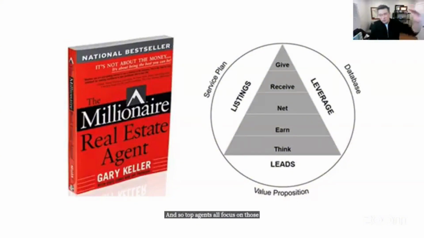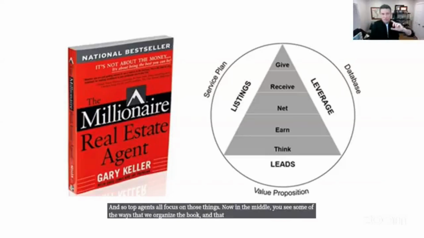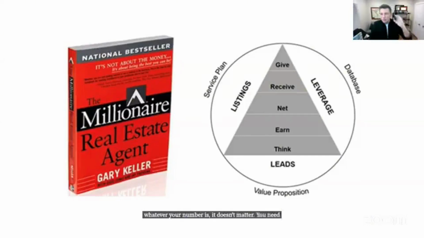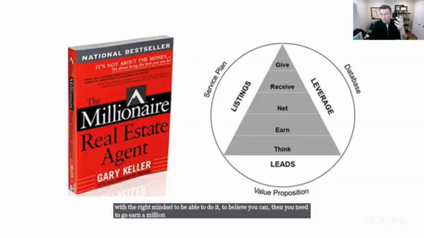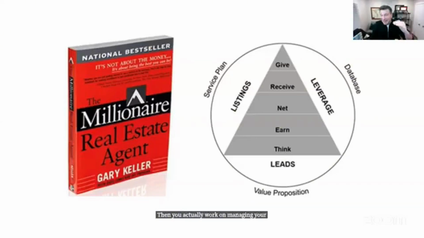Now in the middle, you see some of the ways that we organize the book, and that's really just understanding that if you want to grow to a certain level, whether that's 1 million or whatever your number is, it doesn't matter. You need to first think with the right mindset to be able to do it, to believe you can. Then you need to go earn $1 million, so you understand what it's like and what production levels need to earn that amount.